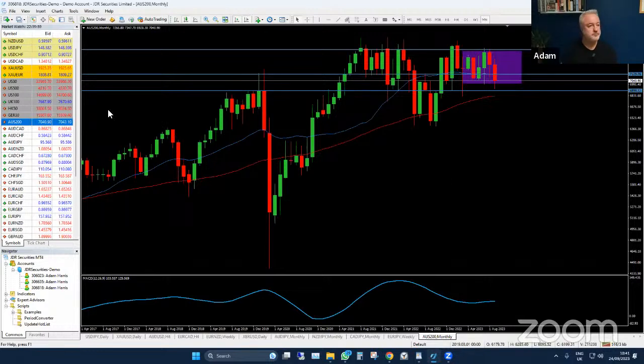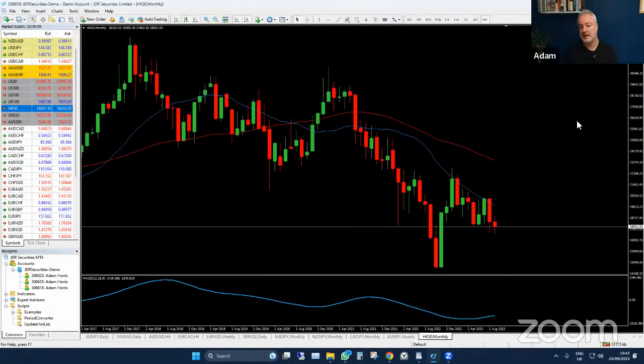Okay. Then we have, let's go to Hong Kong. Let's look at the Hang Seng. Hang Seng is a little bit weaker. Overall, this is more bearish, but this is not necessarily representative. And this is a monthly, so it's not necessarily representative of whatever else is going on.